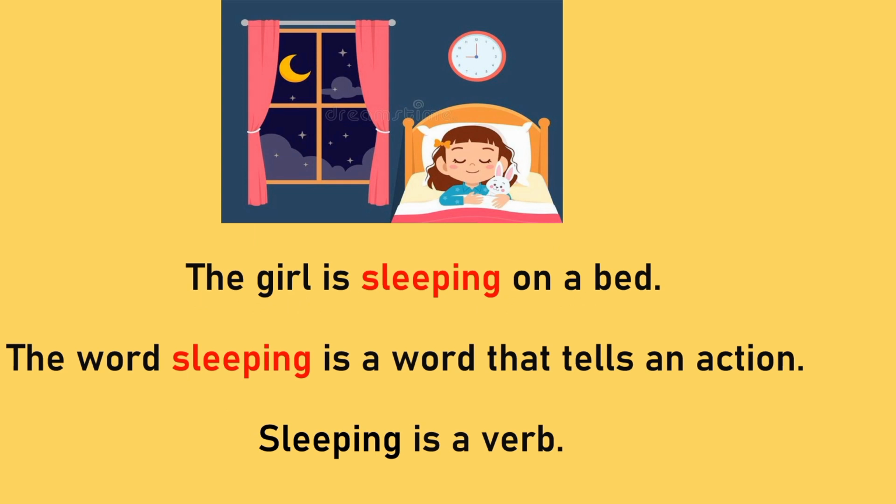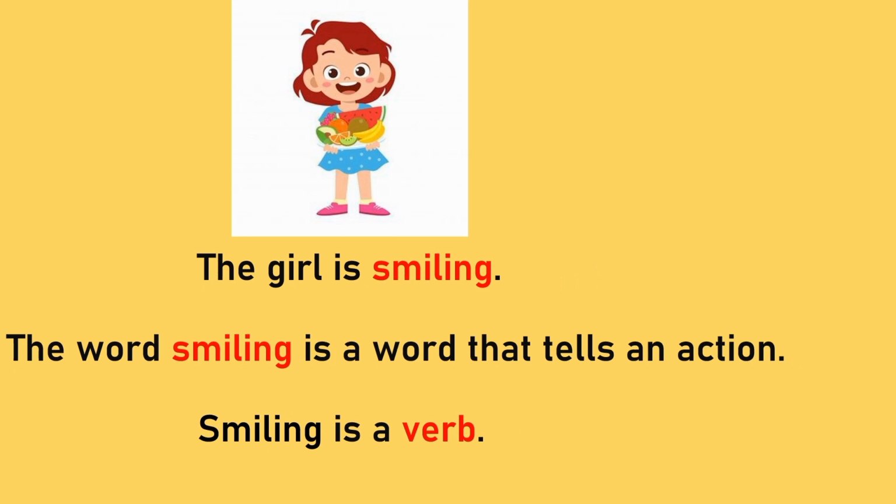The girl is sleeping on a bed. The word sleeping is a word that tells an action. Sleeping is a verb. So here sleeping is a verb. The girl is smiling. The word smiling is a word that tells an action. Smiling is a verb. So here smiling is a verb.